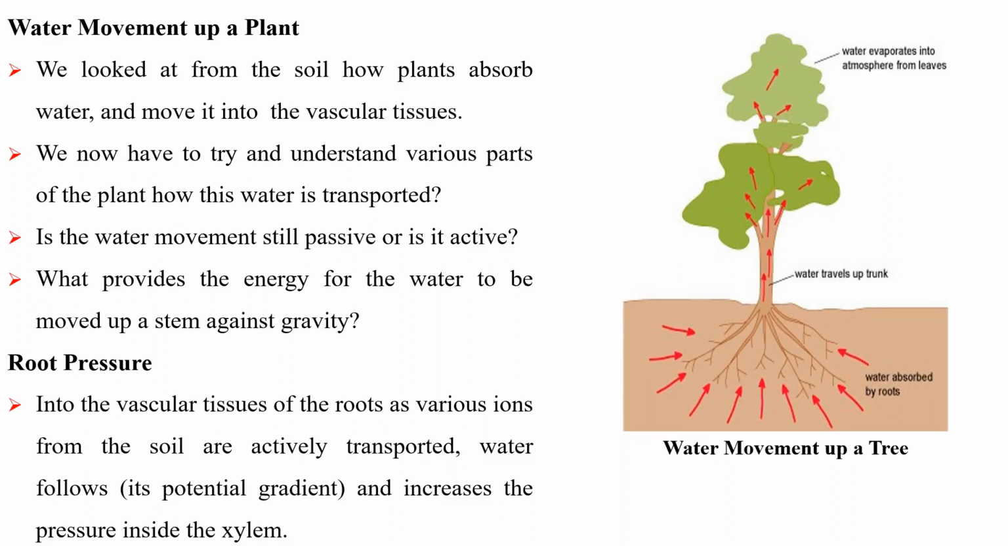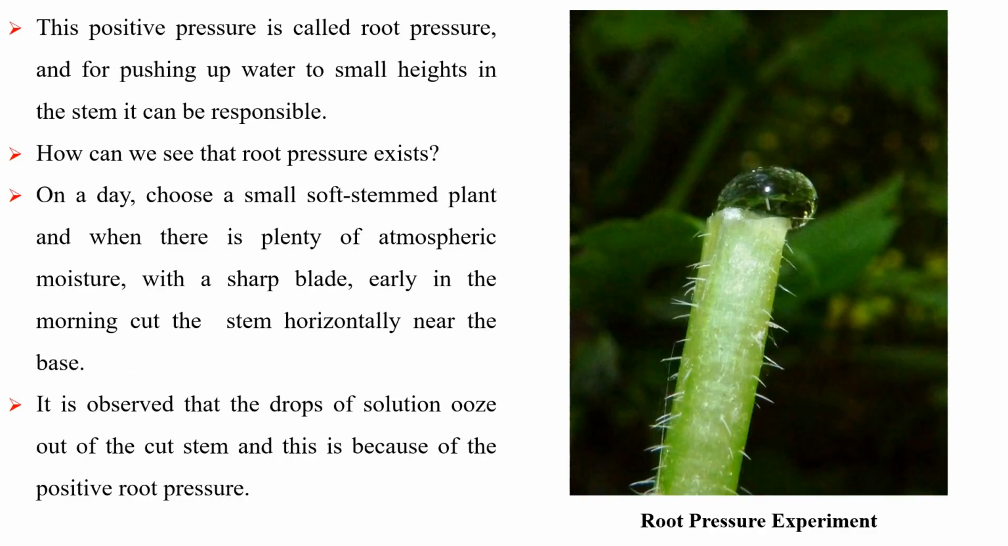Root pressure. In the vascular tissues of the roots, as various ions from the soil are actively transported, water follows and increases the pressure inside the xylem. This positive pressure is called root pressure, and it can be responsible for pushing water up to small heights in the stem. How can we see that root pressure exists?